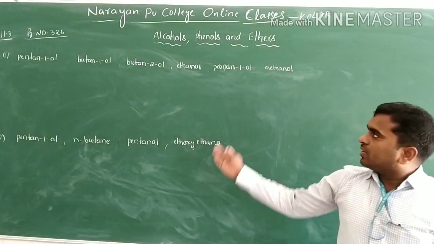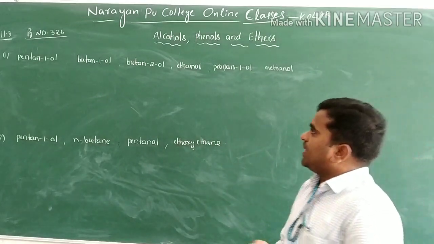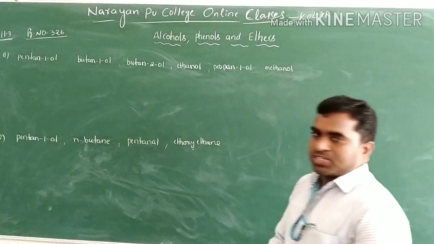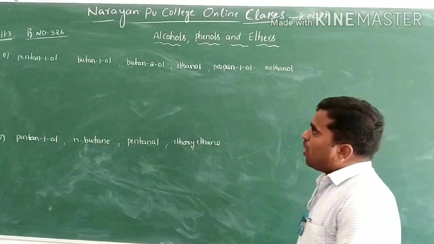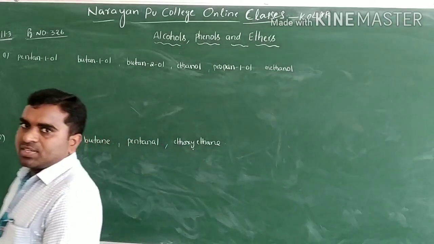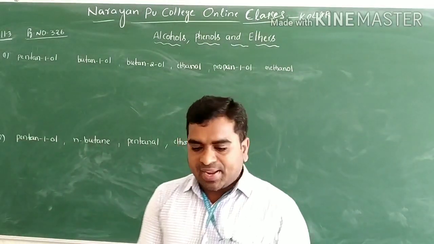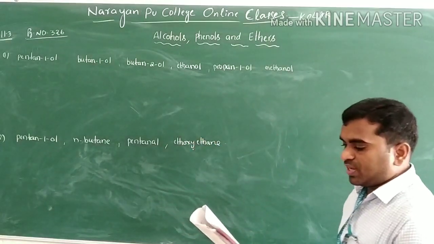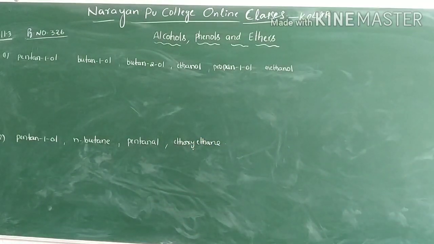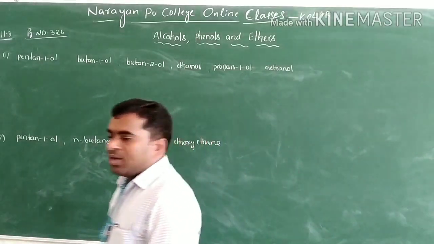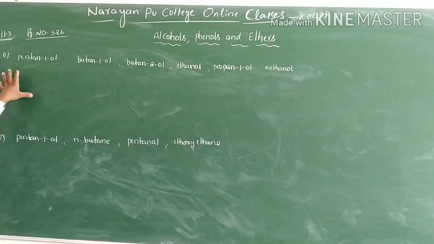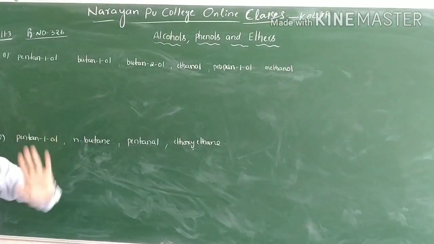So next one, based on boiling points, they have given one exercise in the NCERT textbook. That is 11.3, page number 326. What they have given is: arrange the following sets of compounds in the increasing order of boiling points. To write the increasing order, whatever the order of the boiling points may be, first you must know the formulas of these compounds.